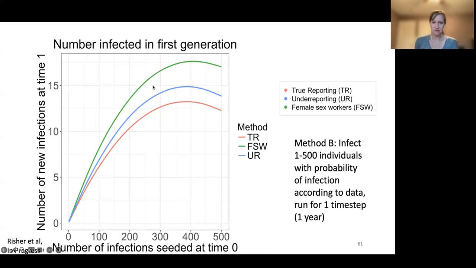And we do see pretty clear separation, even just in that first generation time, based on the three assumptions that we're making about network structure. We have our true reporting, which has the least partnerships, and it makes sense that it would have the least number of onward transmissions in that first step. Then we have our underreporting approach coming in next, and our FSW approach really consistently increased the number of infections within even just that first generation.